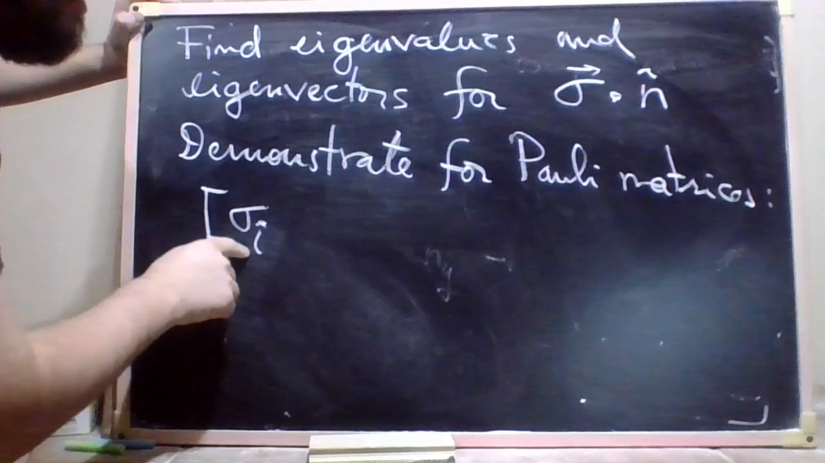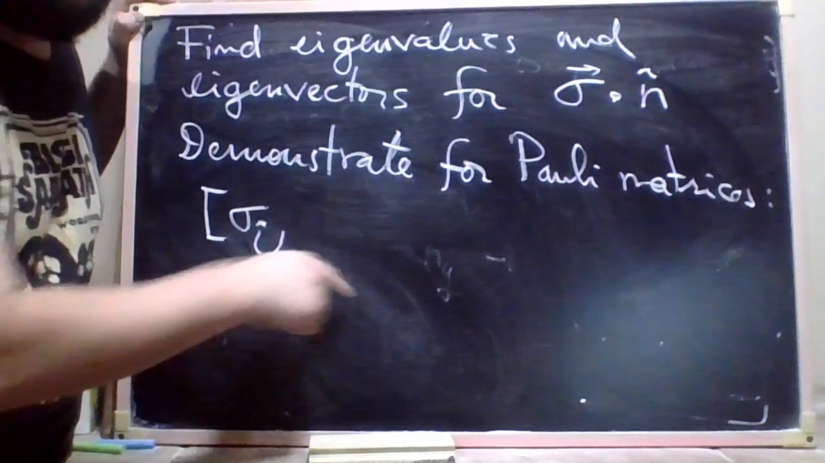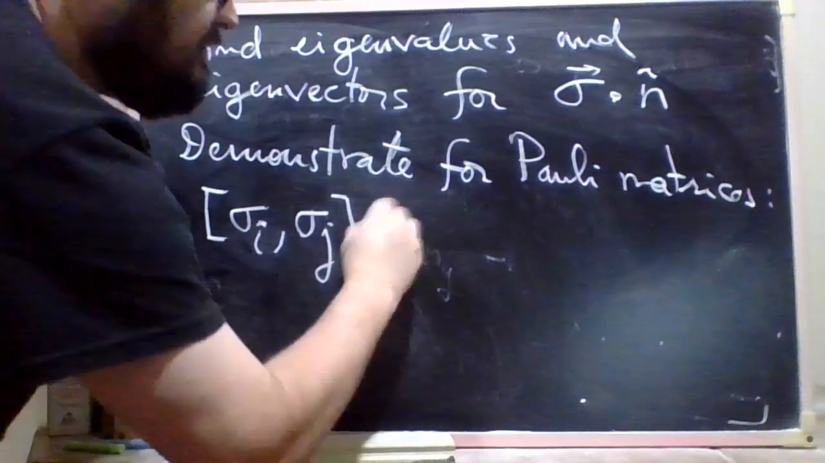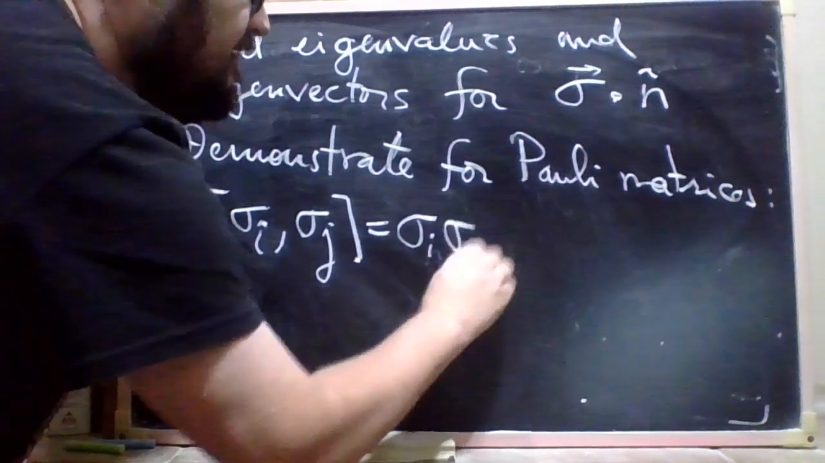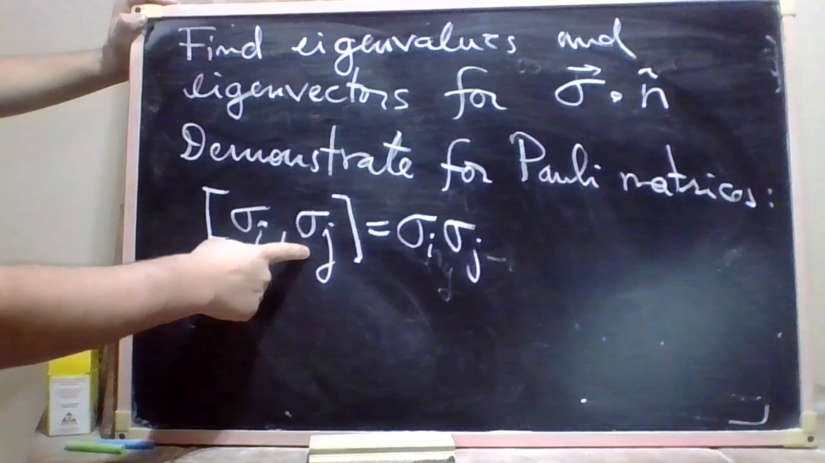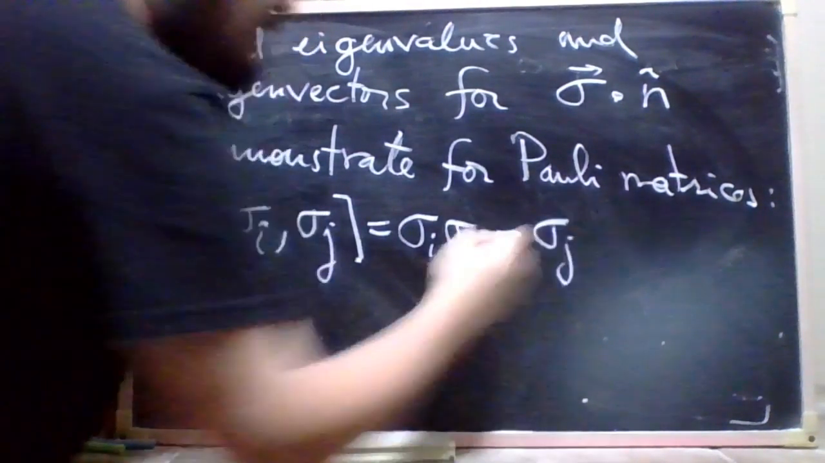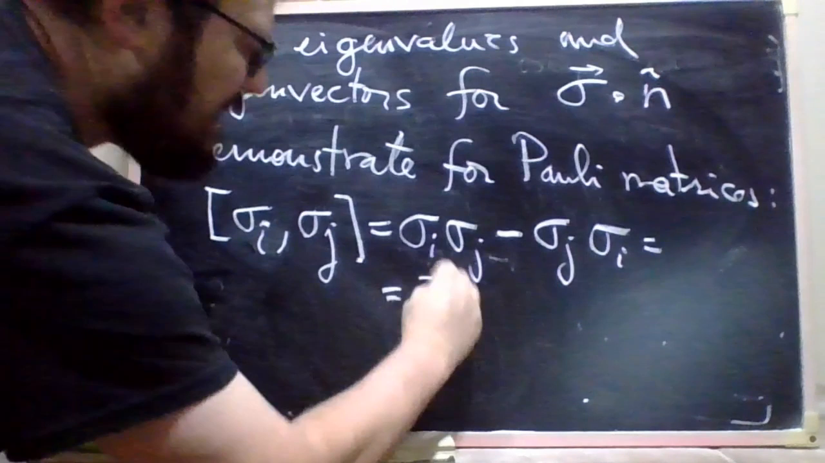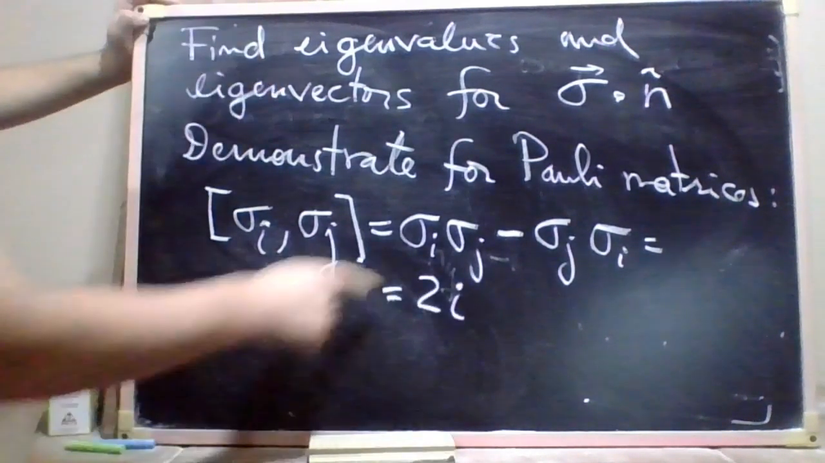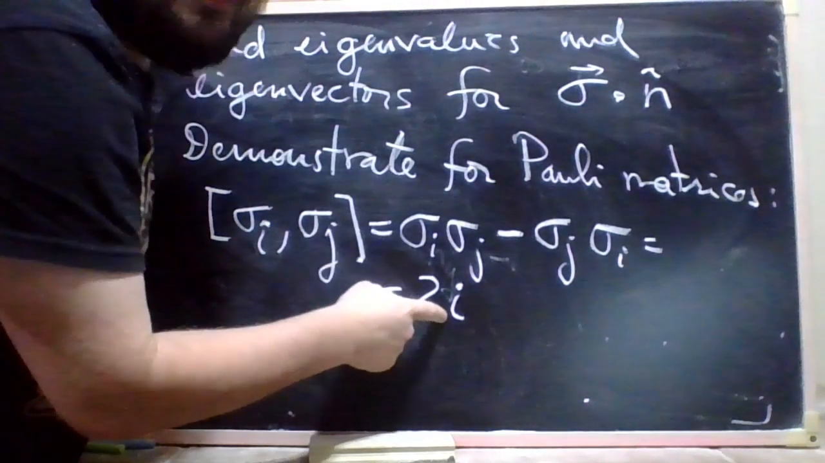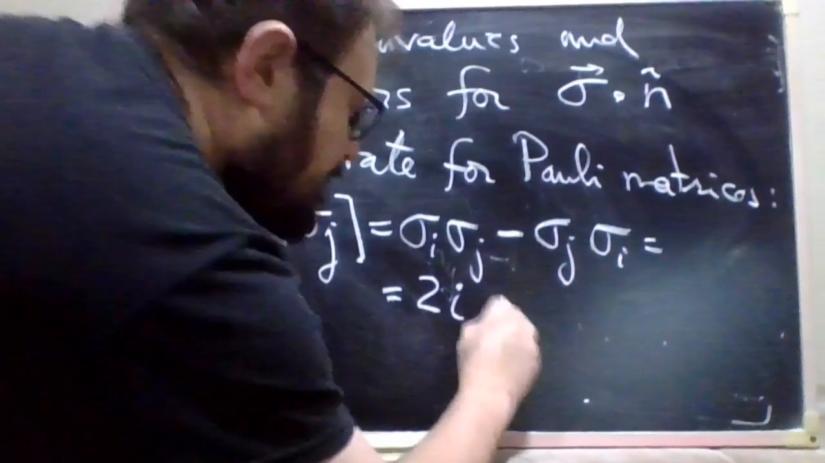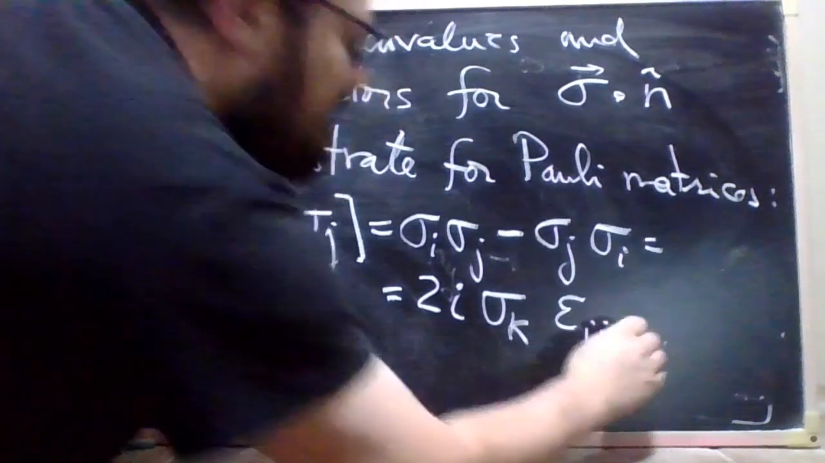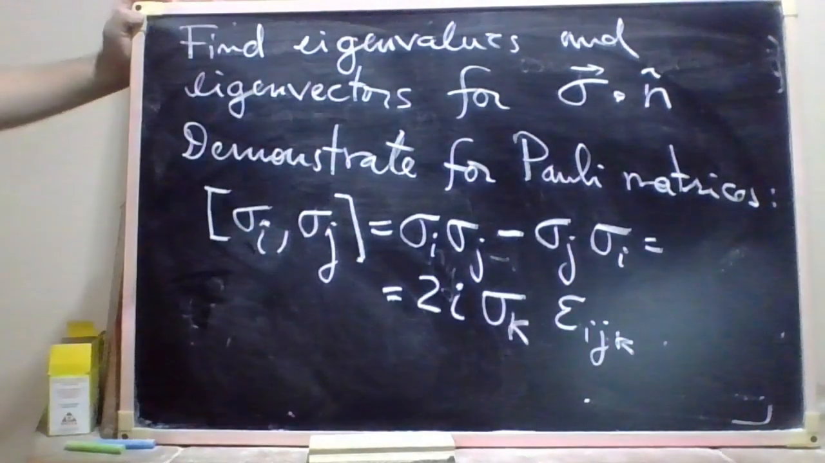Sigma of i can be x, y, and z here, right? Sigma j, the commutator, which means you must perform the matrix product in this order, this first and this second, minus, reverse the order, you find it to be twice the imaginary unit. It's not this, this i is just an index, and this i is the imaginary unit, okay? The sigma of k, and this is the Levi-Civita tensor, or symbol, to be precise, okay?